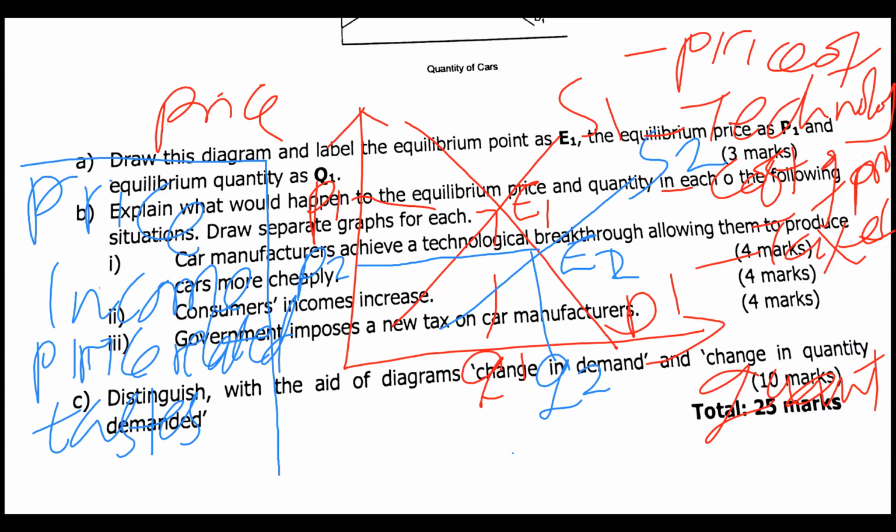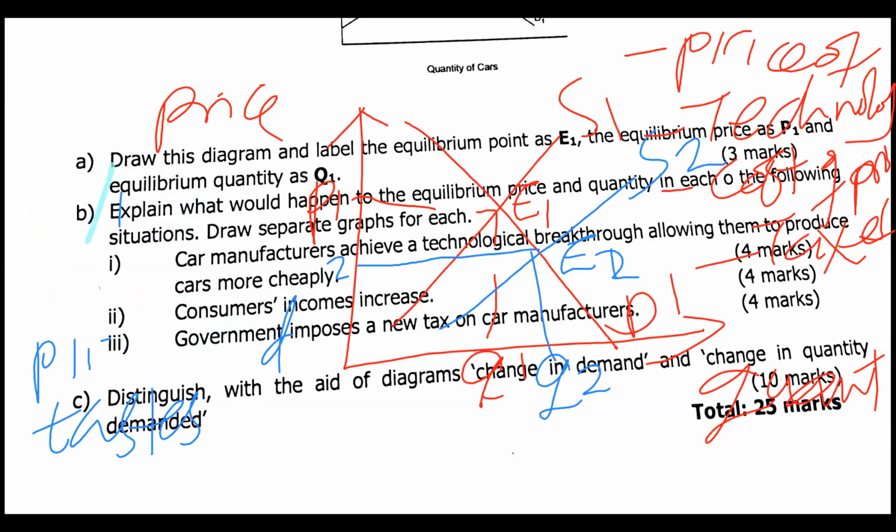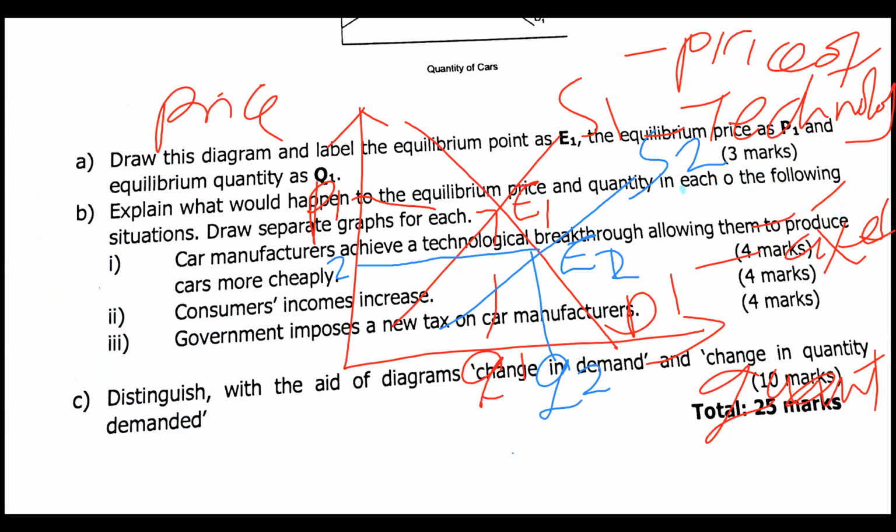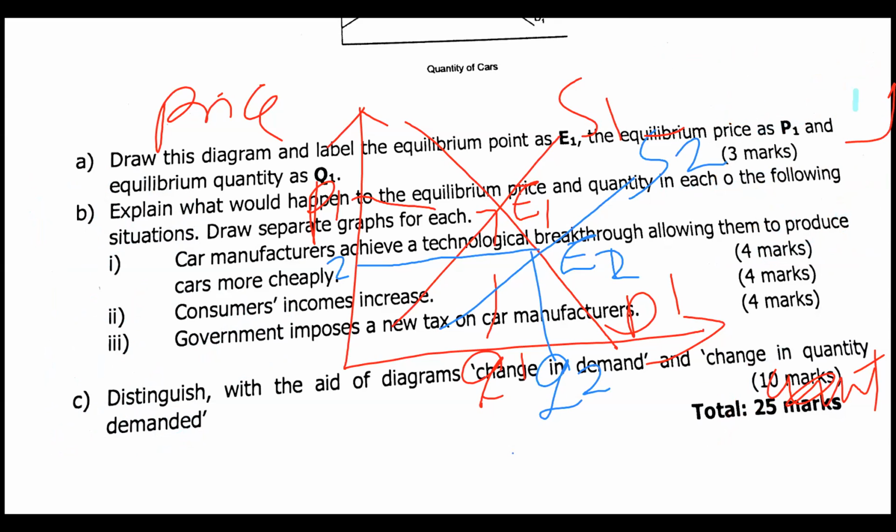So the graph is done like that. But don't write these other things that I've written around, that was just explaining. You have shown what happens. I'm not saying use different marker pens, please. You can use the same pen, just label S1, S2, E2, just label clearly.